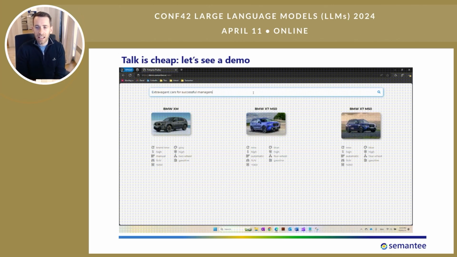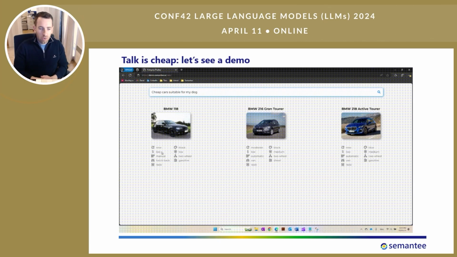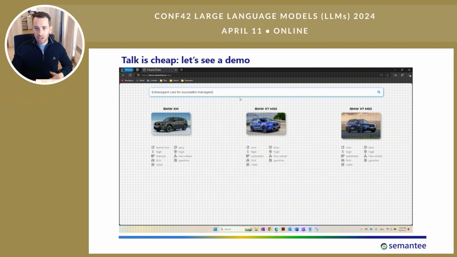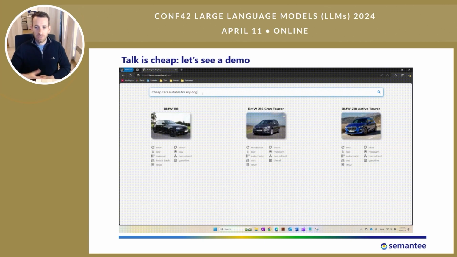They're active tourists. What about extravagant cars for successful managers? So again, there are two aspects here. One would be that they're probably supposed to be expensive because they're designed for successful managers. And extravagant is somehow unusual, right? So you're going to want cars that are flashy, maybe very expensive, maybe just spec'd to the maximum. So when we type this in here, we have the XM, which is the most expensive SUV that you have. And then the other two have flashy colors. They're spec'd to the max. They're very expensive.